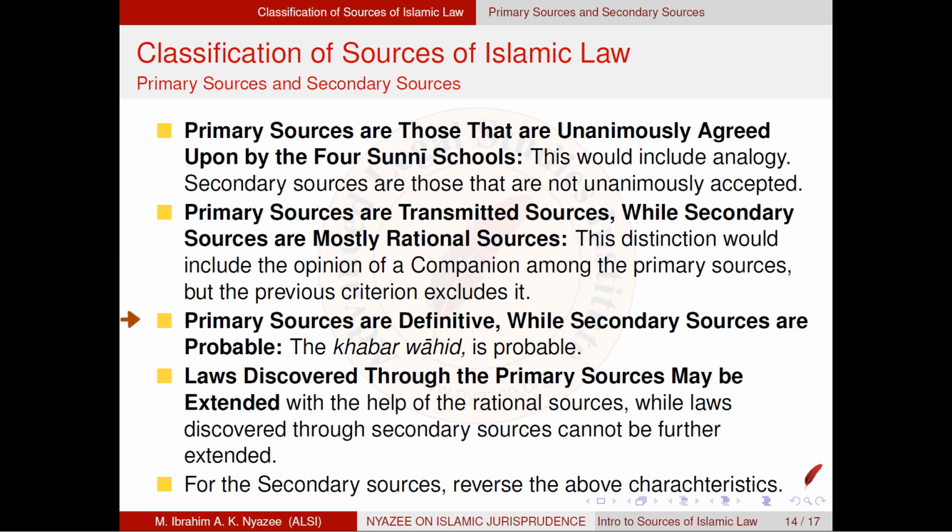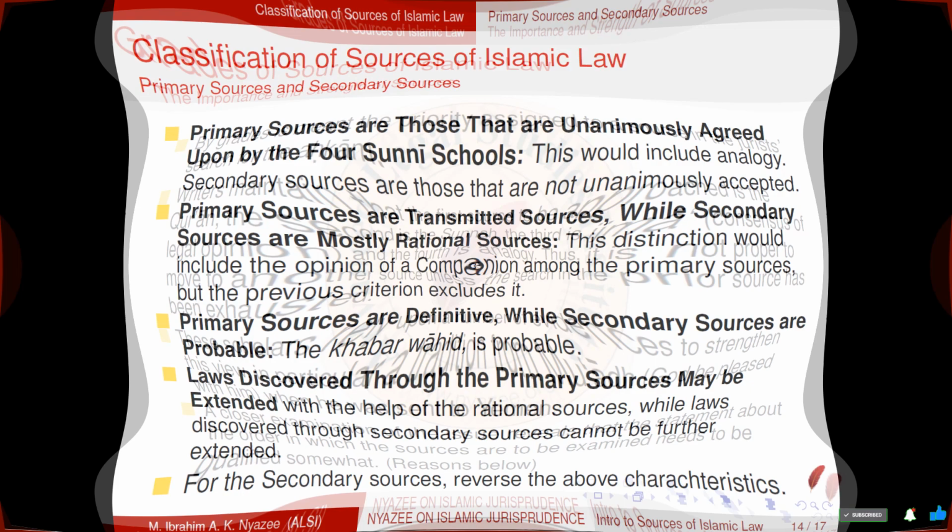Primary sources are definitive, while secondary sources are probable. The khabar wahid is probable. Khabar wahid is an individual narration which does not reach the level of a mutawatir hadith. Laws discovered through the primary sources may be extended with the help of the rational sources, while laws discovered through secondary sources cannot be further extended. For the secondary sources, reverse the above characteristics. The viewer may try this as an exercise.